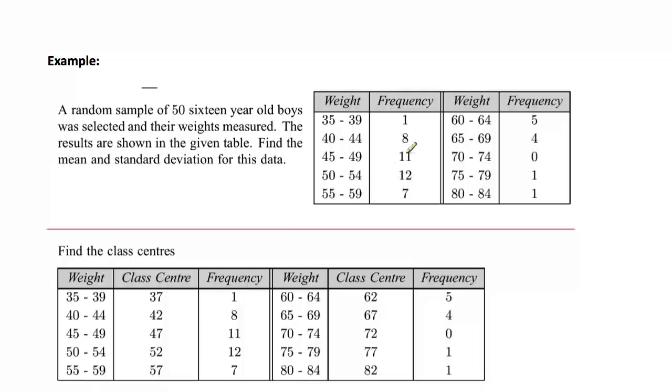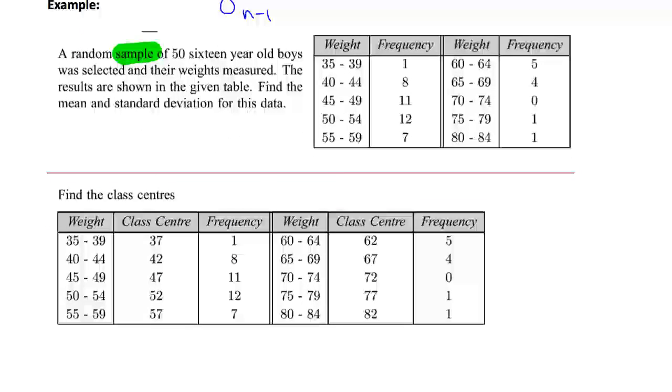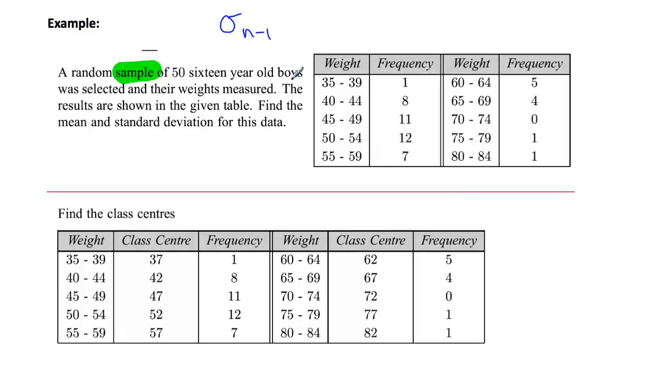Alright, so let's have a look at how this works. So here's a random sample. Notice they call it a sample. So because it's a sample, we're going to make sure we use this button, the sample standard deviation button. Alright, so here are the results. Now what I've done is I've gone ahead for you and worked out the class center of this group data. So all you've got to do is to put in the class center and the frequency in your calculator, and if you do that and press the right button, this is what you should get.